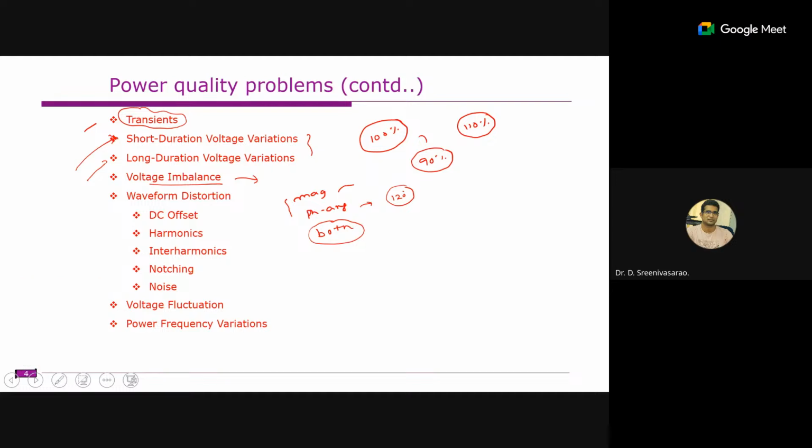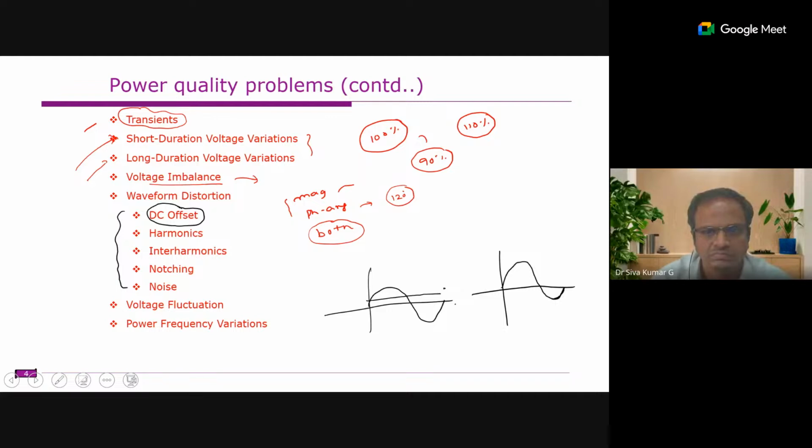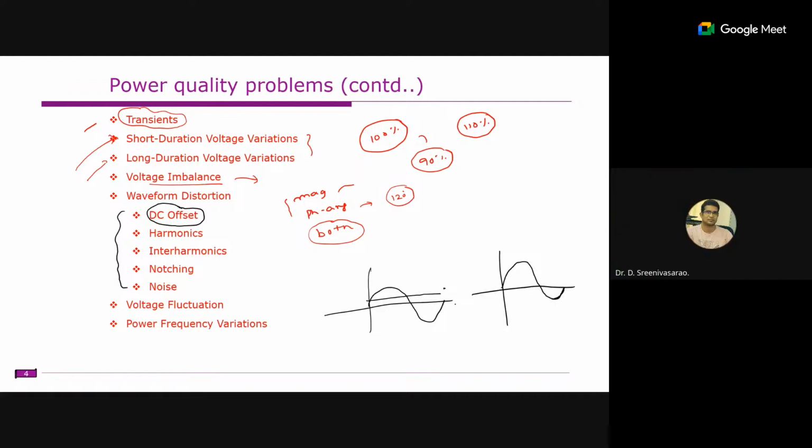So waveform distortions. These are the main ones, so we need to focus. The first one is the DC offset. DC offset means if you have an AC waveform, a DC voltage will be induced on this AC waveform, something like this. If you add these two signals, the waveform will be shifted, like this. So this DC offset means having some DC voltage in an AC waveform, superimposing a DC waveform on an AC waveform.